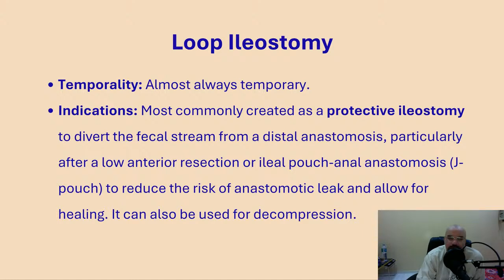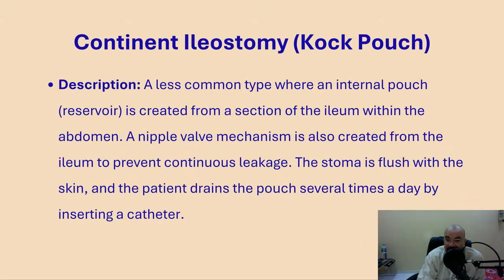Also for this ileostomy, the location will be similar, or slightly apart from the right iliac fossa. We have the Koch pouch or continent ileostomy. The continent ileostomy is a less common type, with an internal pouch or reservoir created from a section of the ileum within the abdomen. A nipple valve is also created from the ileum to prevent continuous leakage. The stoma in this case is created to allow the patient to insert a catheter inside.